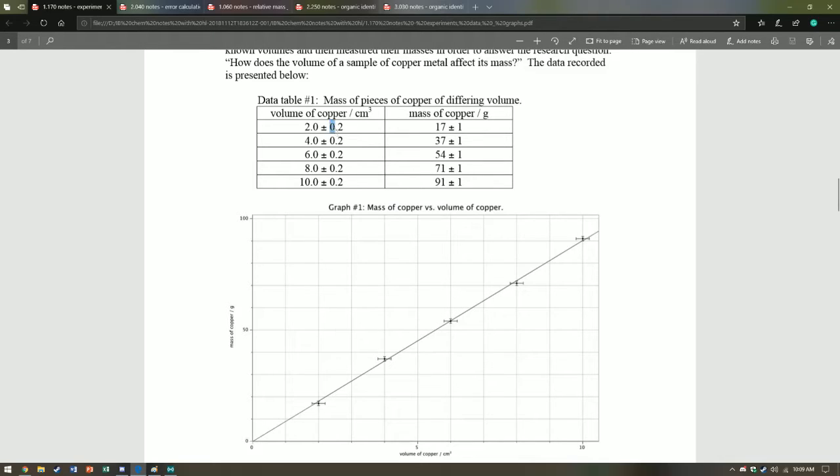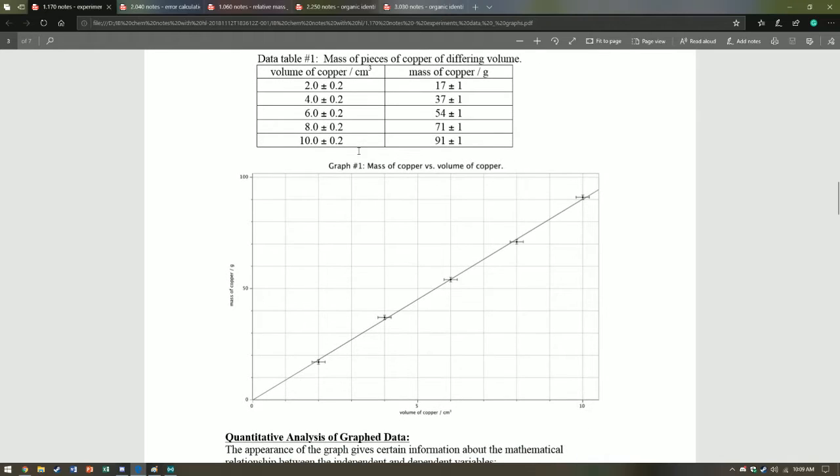We can see the uncertainty listed here. However, you can also list your uncertainty in the heading if it's all the same. Again, it helps reduce clutter. That's another acceptable way I've seen it.